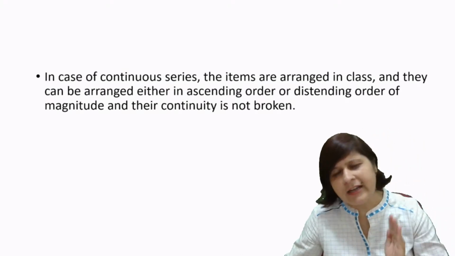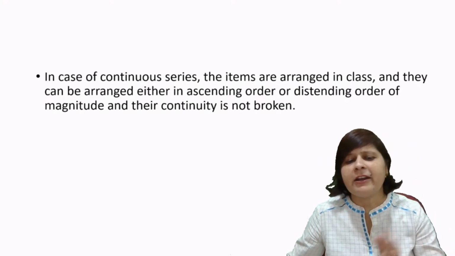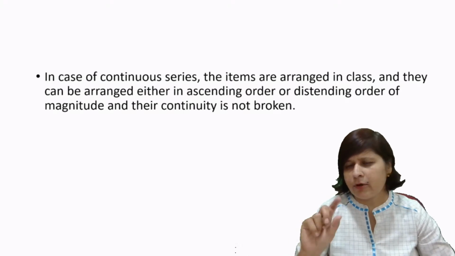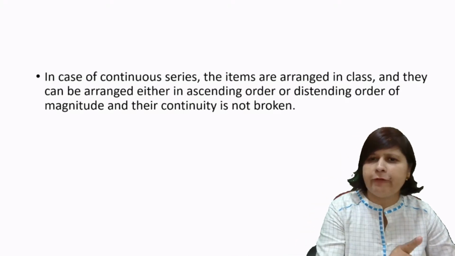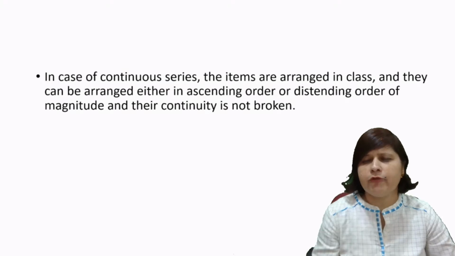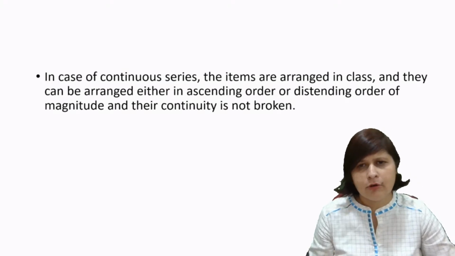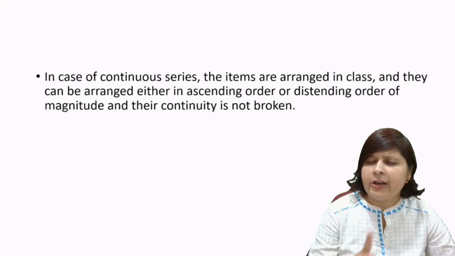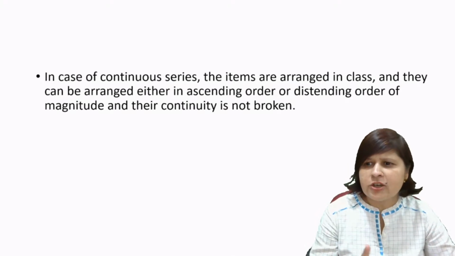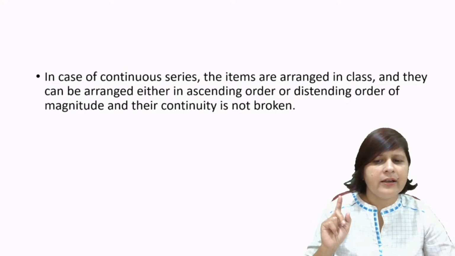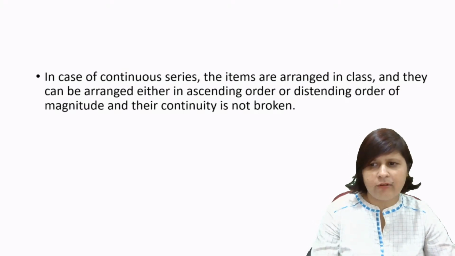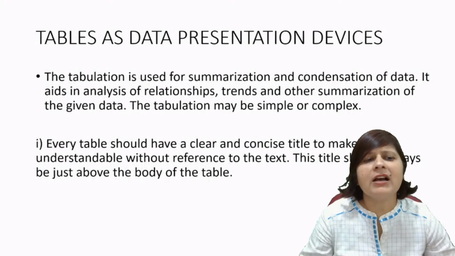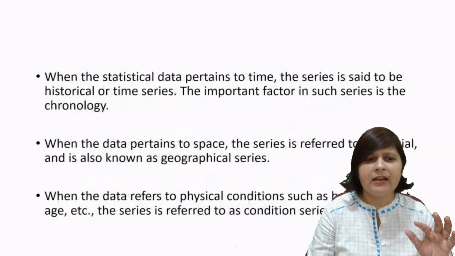arranged either in ascending or descending order, and the magnitude of their continuity is not broken. That is 0 to 1500, then 1500 to 3000, 3000 to 4500, 4500 to 6000, right? So continuity is not broken, and they are arranged either in ascending or descending order. Then that is known as continuous series, and they are arranged in a class. So I hope this is clear.